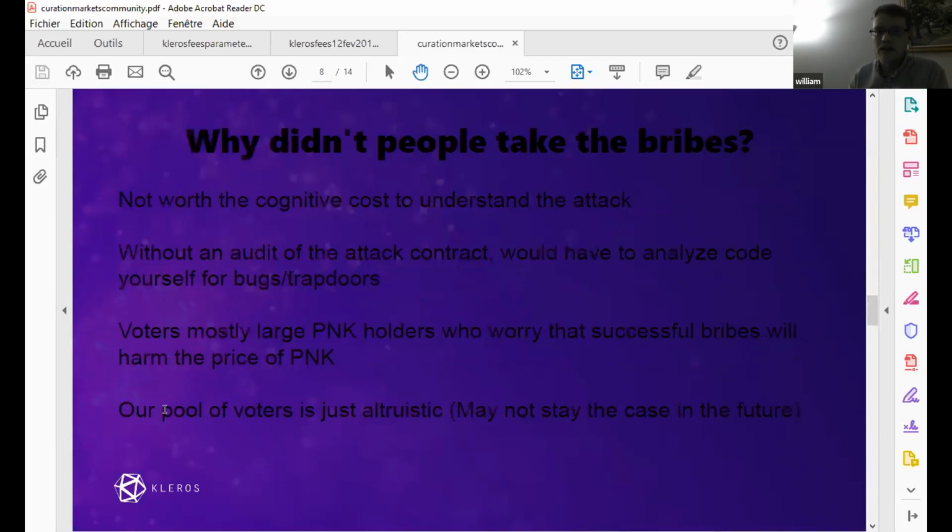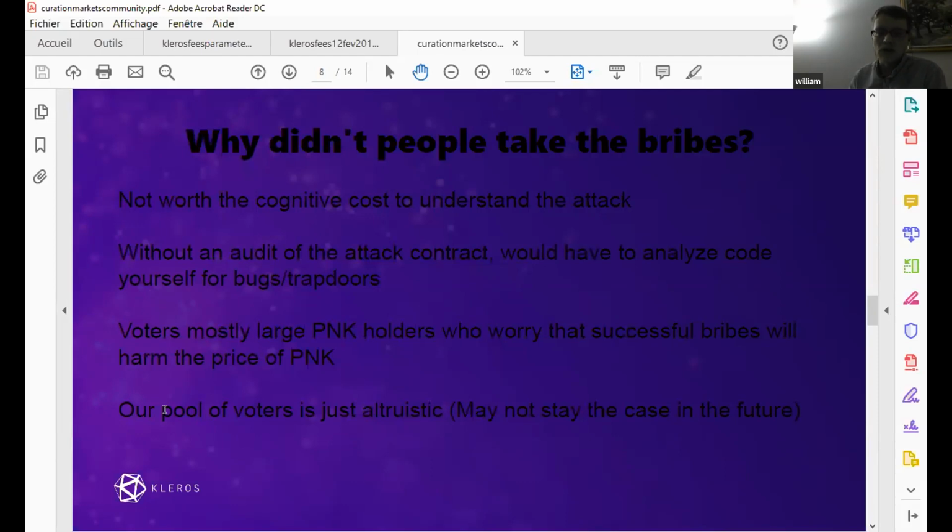So why might this have happened this way? For one thing, we note that there's a cognitive cost to understanding the attack. Beyond the fact that the P plus epsilon attack is a complicated attack, even though you can create a smart contract that enforces the bribe and guarantees you get the bribe if you vote the way the attacker wants you to vote, ultimately that smart contract could have bugs and trapdoors, and as a voter, you might not trust the attacker to give you a trapdoor-free contract. So there is some effort that would be expected from you to go through and review the contract yourself. And for some people, that may not have been worth that cognitive cost.